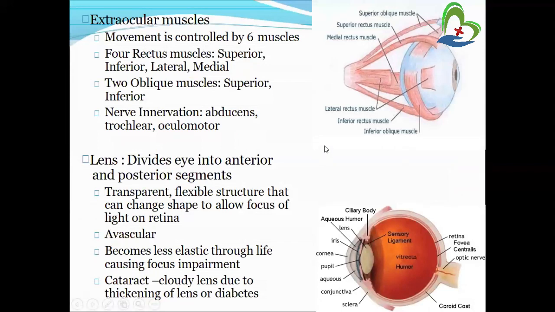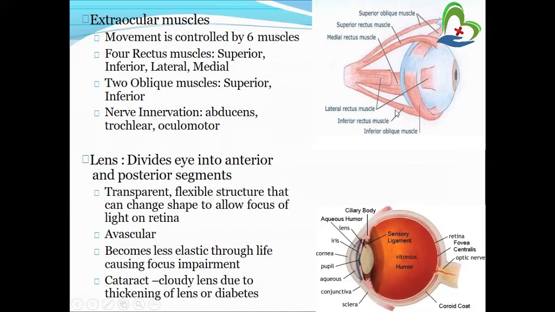Then extraocular muscles. Here the diagram shows the extraocular muscles and the lens. In the extraocular muscles, movement is controlled by 6 muscles. In the figure, 6 muscles are mentioned. First, the medial rectus. Second, superior rectus. Third, superior oblique muscle. Then on the posterior side, lateral rectus. Here are also situated the inferior rectus and inferior oblique.